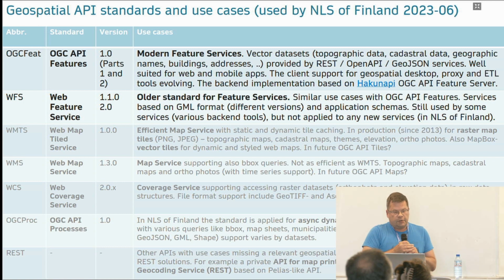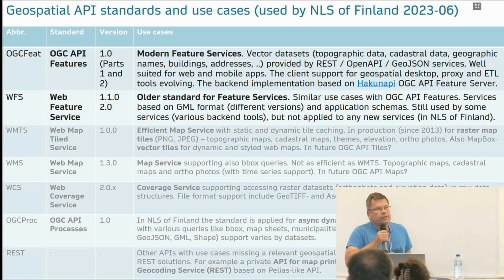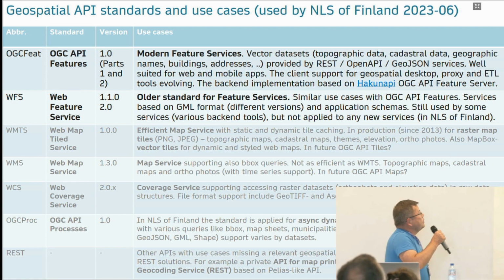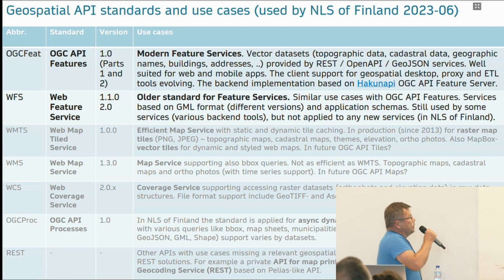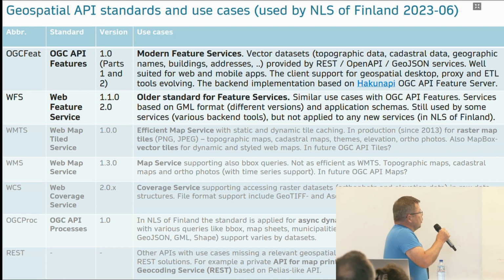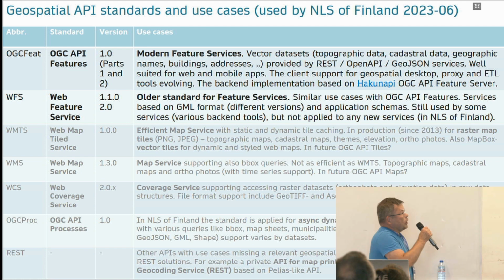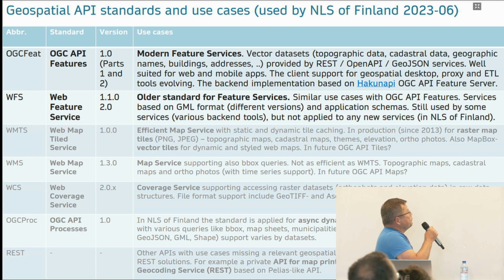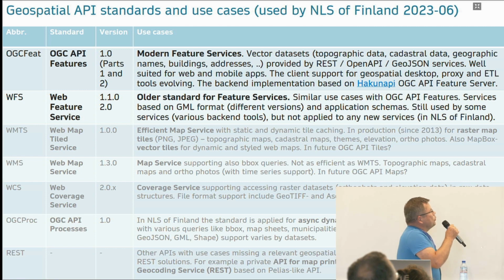Our current standard stack is presented here. There are web map services and tiled services, coverages, also some processes, but I'm not talking about them. I'm focusing now on feature services, and now we are moving from the traditional web feature service standards to OGC API Features.